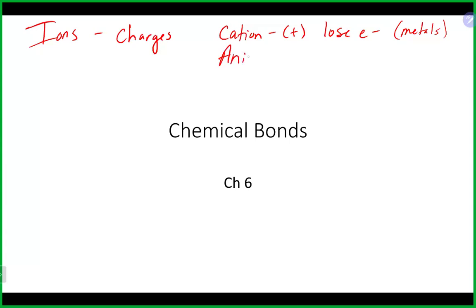Anions, on the other hand, are negatively charged ions. That's a result of gaining electrons, and typically nonmetals are the ones that do that. When you gain electrons, you have more negatively charged electrons than positively charged protons, so you become more negative. Nonmetals, which are the upper right-hand side of the periodic table above the staircase, are the ones that typically will gain electrons.